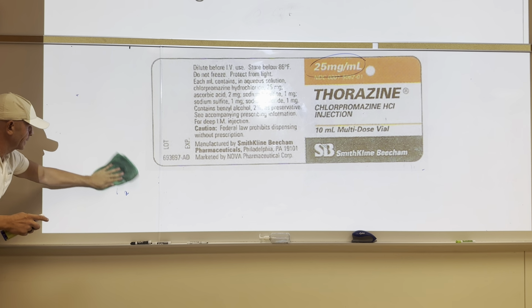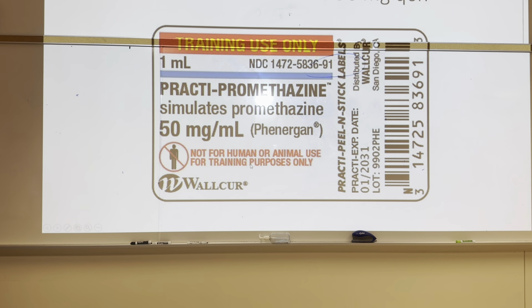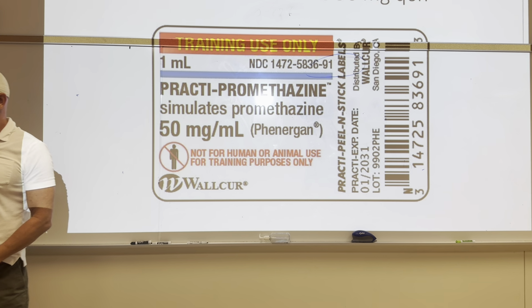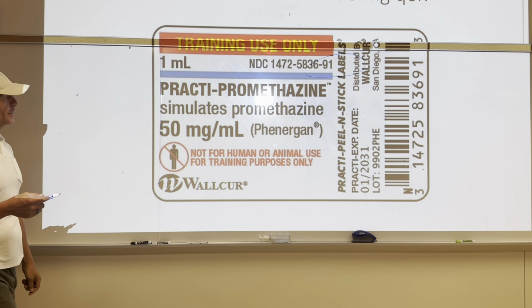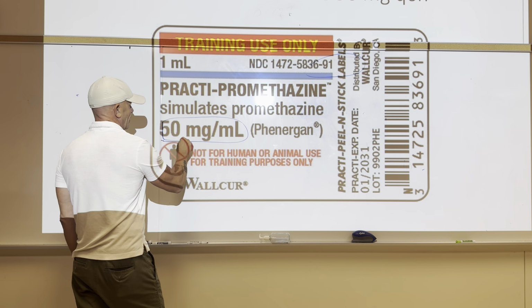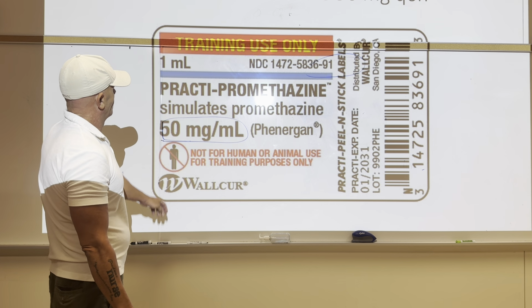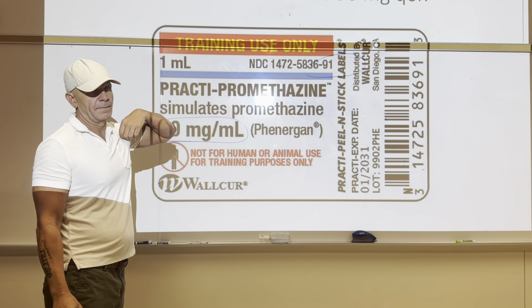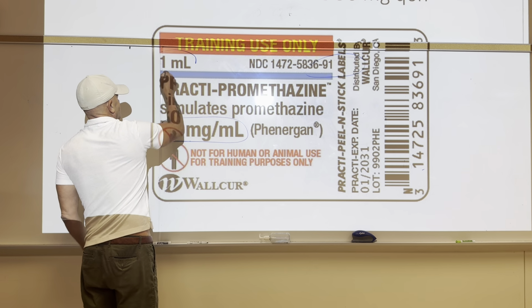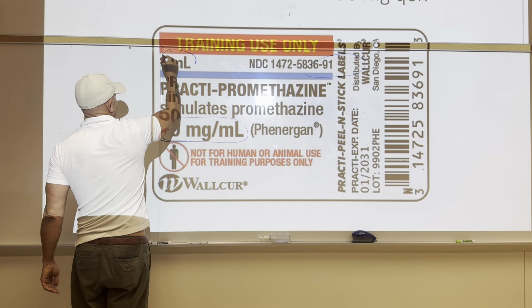Now, next, promethazine. This is promethazine. This is for nausea. Okay. Well, here we go. This is our dosage: 50 milligrams per ml. How much is in this vial? 1 ml. There's 1 ml in this vial.